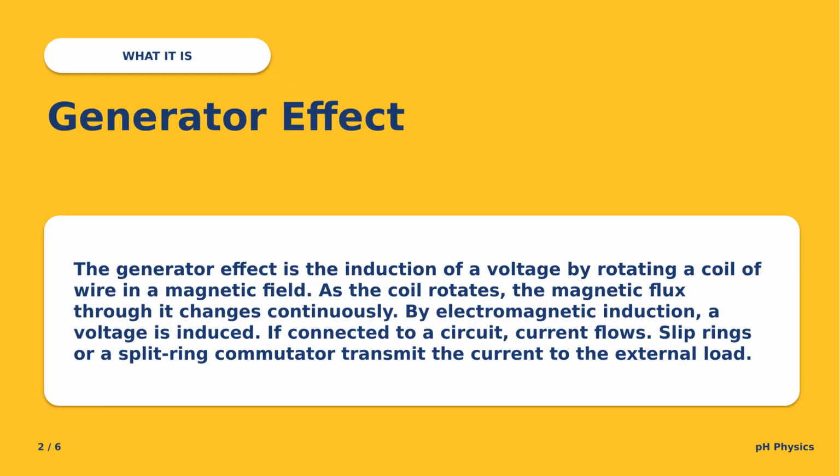The generator effect is the induction of a voltage by rotating a coil of wire in a magnetic field. As the coil rotates, the magnetic flux through it changes continuously. By electromagnetic induction, a voltage is induced. If connected to a circuit, current flows. Slip rings or a split ring commutator transmit the current to the external load.